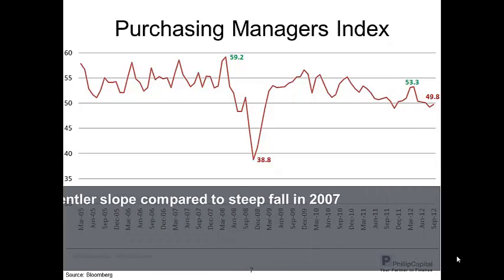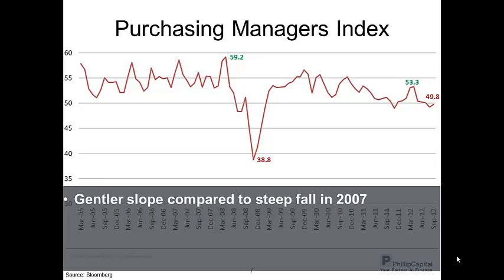Since the escalation of the Eurozone crisis in 2010, China is trying to engineer a gradual slowdown in their manufacturing sector, as illustrated by the gentler slope on the PMI chart from 2010 till now, compared to the steep fall in 2007.